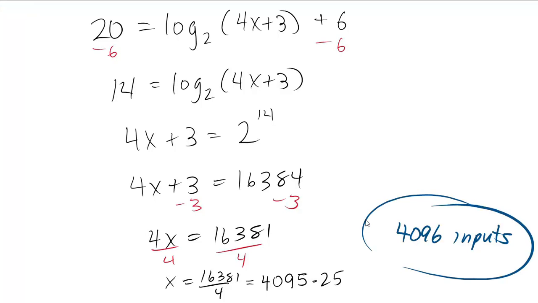So another way to say this is, if you have fewer than 4,096 inputs, then your running time is going to be less than 20 seconds. If you have 4,096 or more, then your running time is going to be more than 20 seconds.